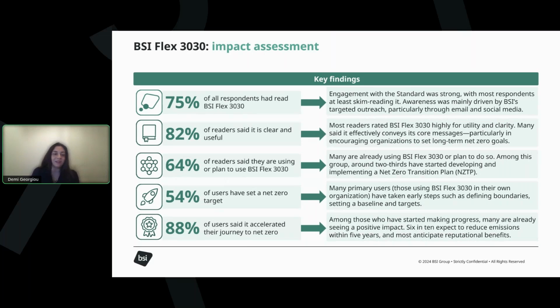So what you're seeing on this slide really is a story, starting from the beginning of reading the Flex, moving on to be able to understand it and take away its key messages, making that decision to use it, and then start taking those early steps of defining boundaries, and finally being able to realise some of the impact.